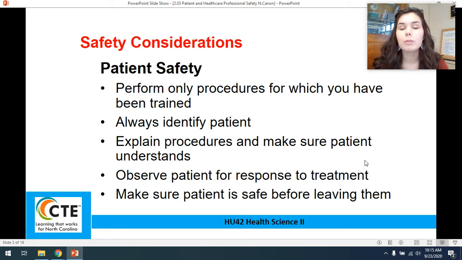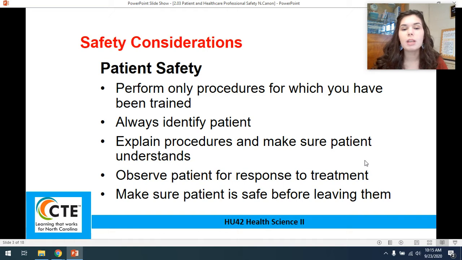You should also always make sure that you identify the patient. Even if you know that patient and you've already worked on that patient multiple times, it's always just good practice to double check that you are asking who they are, their date of birth, and then making sure that you're checking their wristband or their chart to make sure that you do have the correct patient.